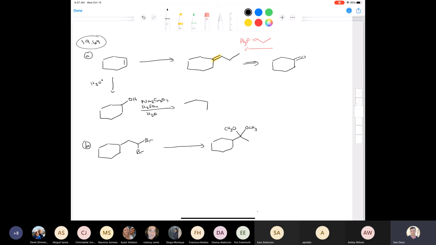We're going to end up making cyclohexanone. And then in the last step, we're going to treat that with our Wittig reagent. It looks like this. And there you have it. So overall, this is 1, 2, 3. This is 3 steps.